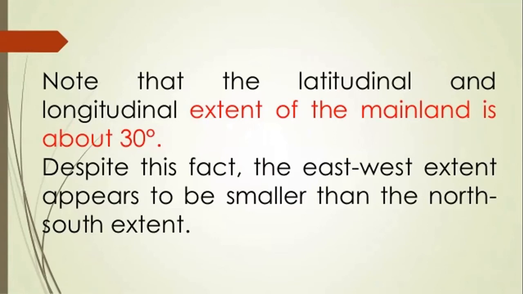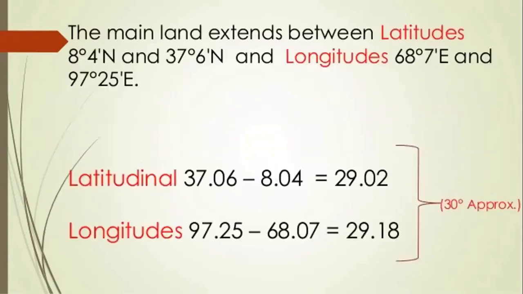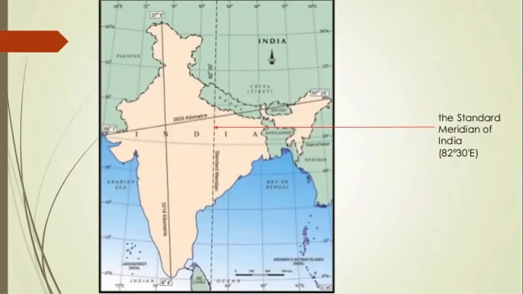Now, like I spoke about this before, the latitudinal and the longitudinal extent of the mainland is about 30 degrees. That means the latitudes and the longitudes that pass through the country are almost equal, despite the fact that the east-west extent looks smaller compared to the north-south extent. The mainland extent between latitudes and longitudes: here I have done the calculation and shown it to you. The latitudinal difference is 29.02, and the longitudinal difference is 29.88. I want you all to see this very well.